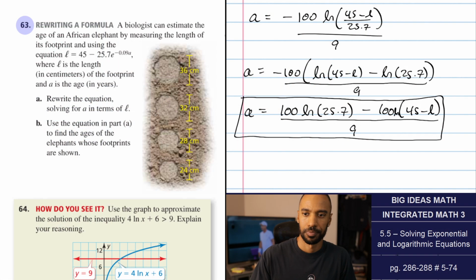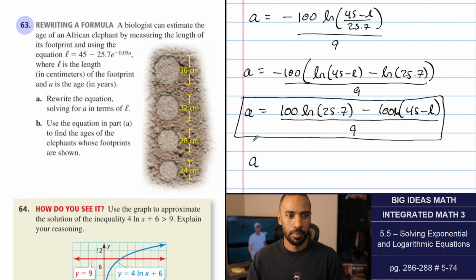So that's fun. I'm going to ask for certain values here, and those numbers are going to be these centimeter lengths. We'll have 36, 32, 28, and 24. These are the ages of the elephants. So around 2 years, 2.2 years, 4.6 years, 7.6 years, and 11.7 years. Let's go for it.